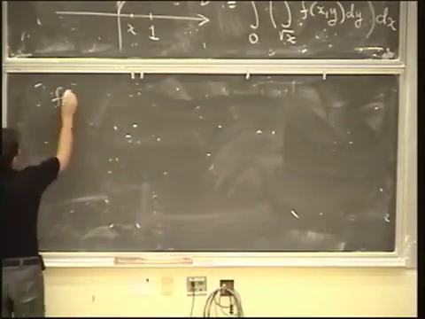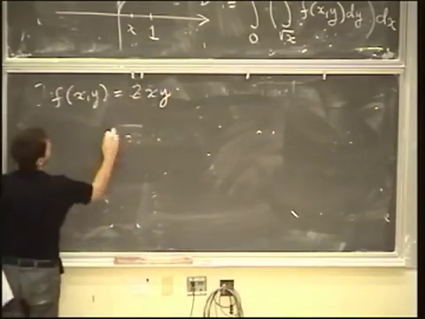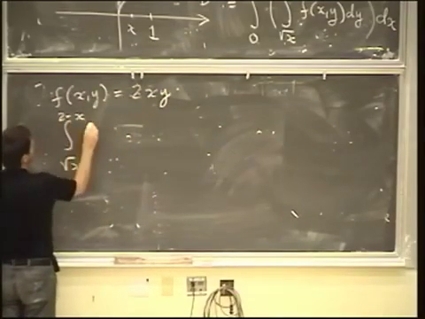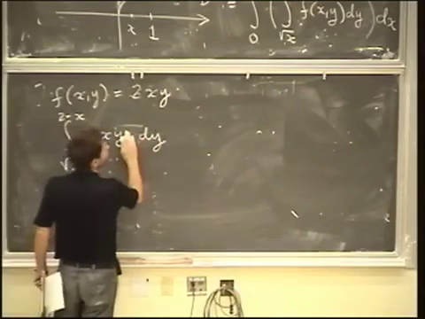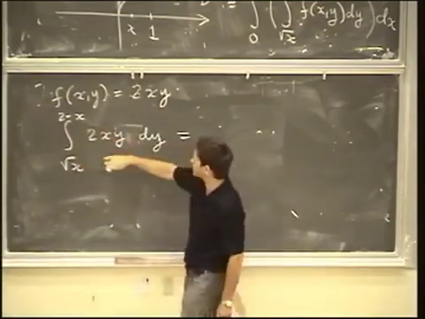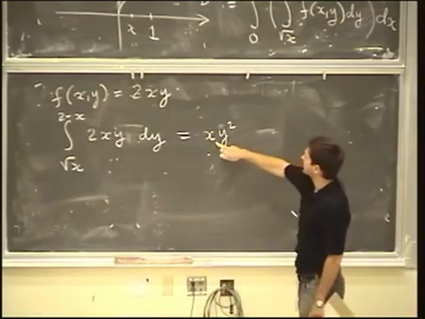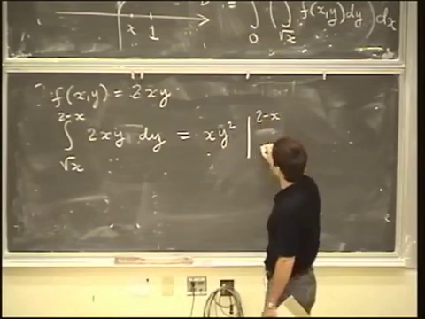So let me calculate this integral in a special case. Let's say f(x, y) is 2xy. Let's do the inner integral from square root of x to 2 minus x of 2xy dy. Take the antiderivative by the same rule as before. The antiderivative of this function is x times y squared, because x is a scalar. And now you have to take it between square root of x and 2 minus x.